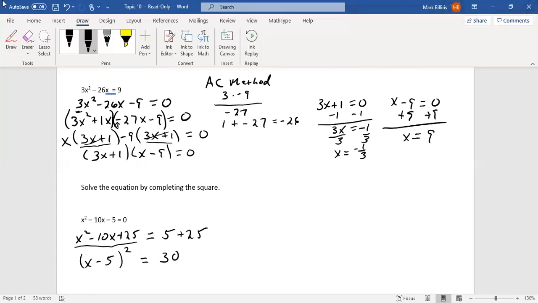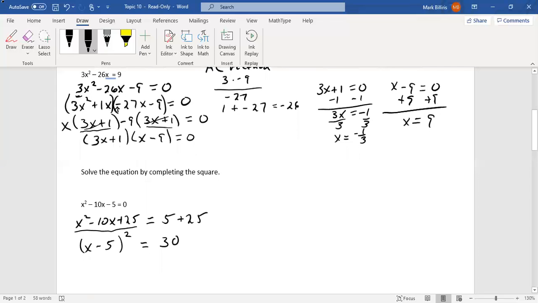Our next step is to use the square root property. So the square root property says whenever we have a value squared or a quantity squared, if we want to get rid of the squared, we take the square root of both sides. Now, when we're taking the square root, we're going to have two solutions, the positive and the negative solution.